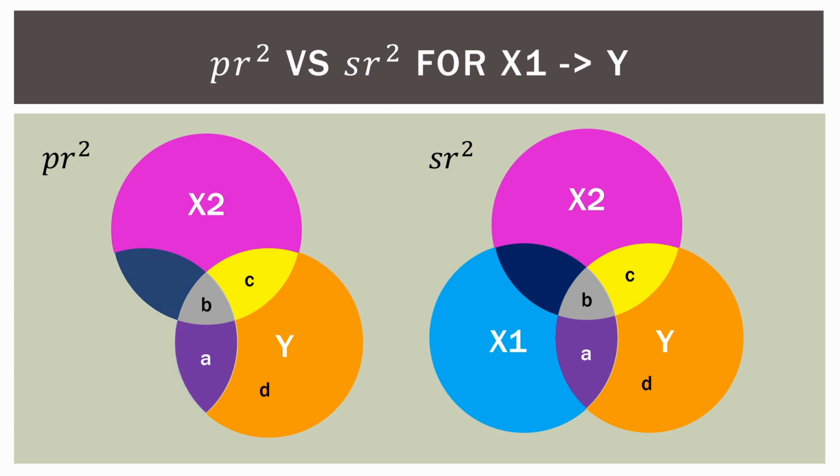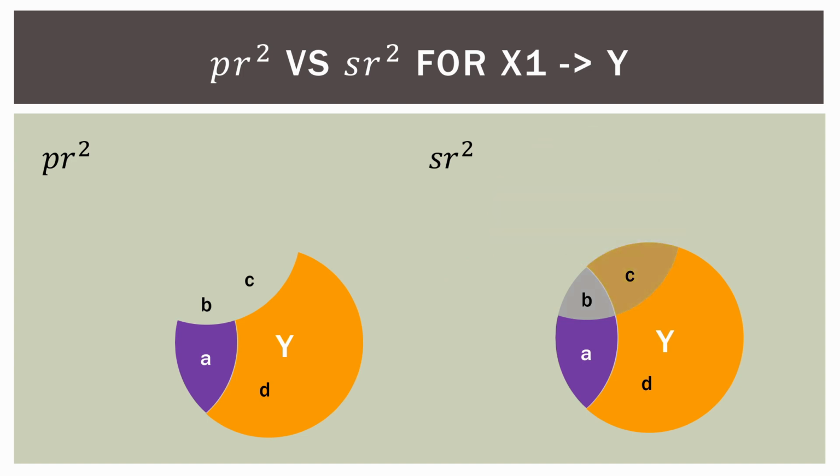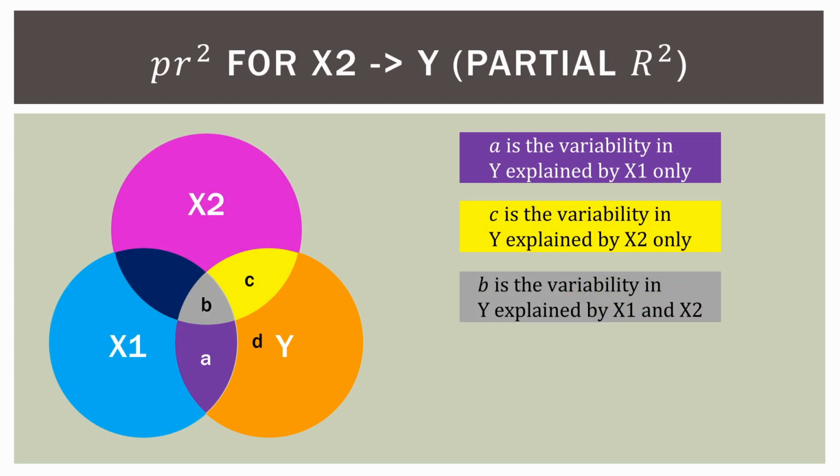So side by side, they look like this. On the left, we have the partial R squared. So we'll take out everything all the way down to just A and D. In the semi-partial R squared, we take everything out to this point, but B and C stay. And now we have just A as a proportion of the entirety of Y. So visually, this is the difference between partial R squared and partial correlation, and semi-partial R squared and semi-partial correlation.